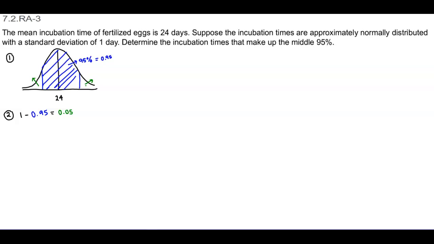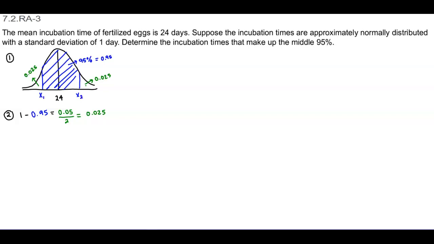Now, if we divide that by 2, since there are two, one on the left and one on the right, that's going to give us the area of 0.025. So this area represents 0.025, and this area is 0.025. What we want to do now is find the value of x here and the value of x here. We're going to call those x1 and x2.